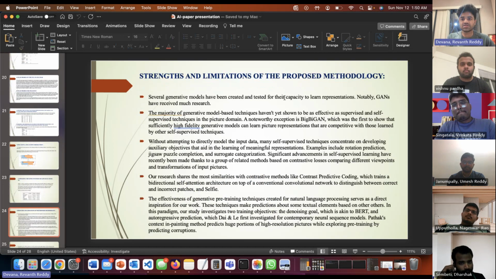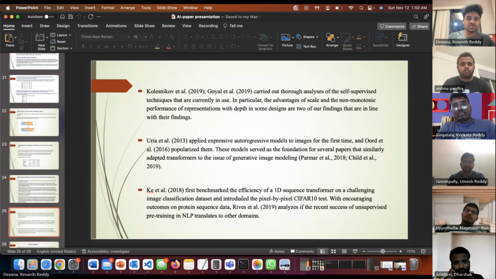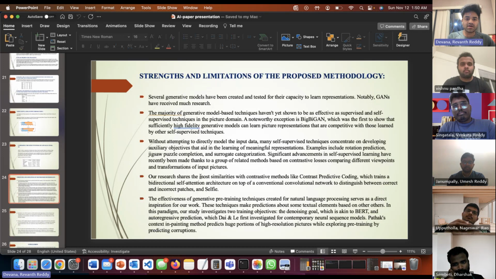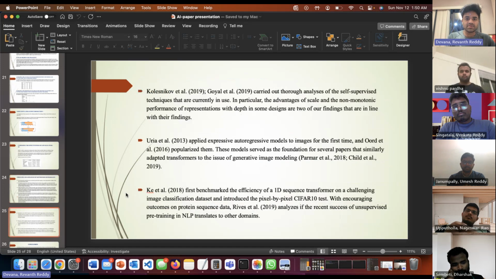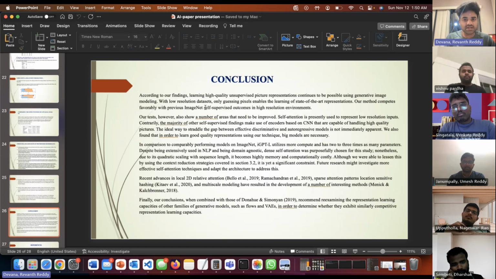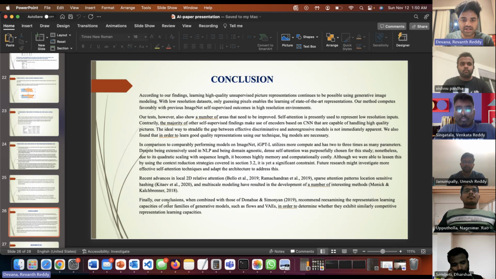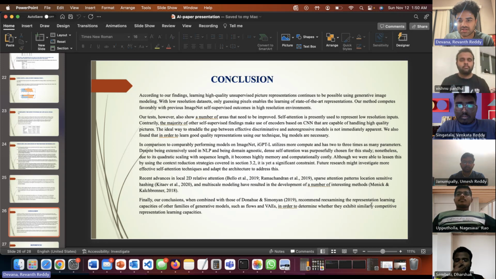These are the strengths and limitations of our proposed methodology, and as we have discussed everything here, you can check it out. And coming to the conclusion, according to our findings, learning high quality unsupervised image representations is possible. Finally, our conclusions, which combine with those of the 2019 paper, recommend re-examining the representation learning capacities.